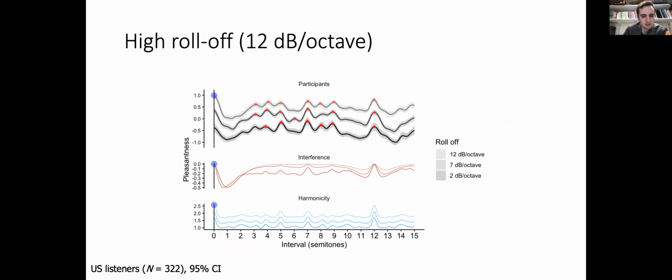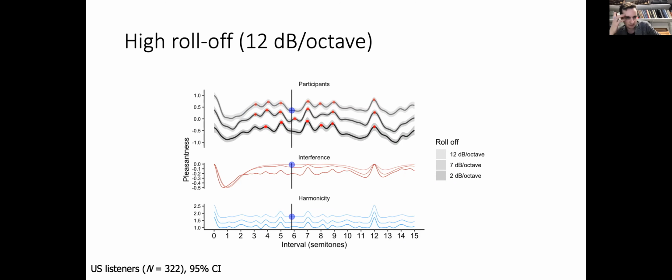And so we see that the peaks are actually being largely retained here, despite what the interference model was claiming. And then lastly, let's play a bit from the high roll-off condition.